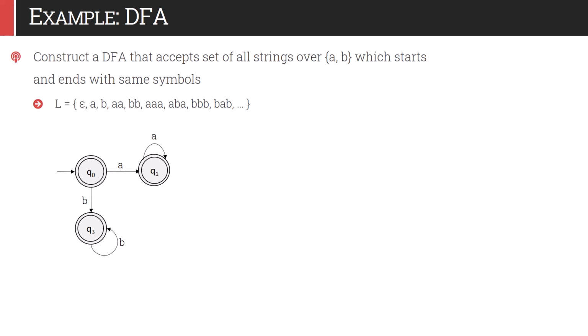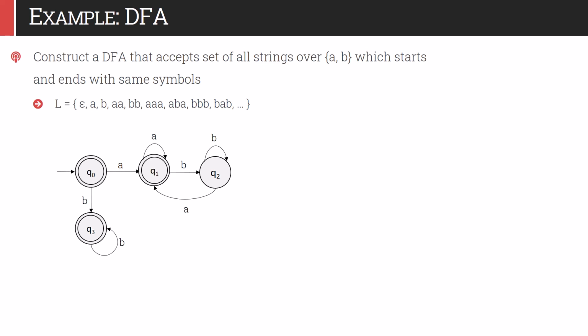So from Q1, if we read the first B, then it is not ending in A, because if we follow that path, from Q0 we are reading A. So the string is starting with A, then it must end with A as well. So when we read the B from Q1, it should go to the non-final state Q2. We can keep reading any number of B's and we will remain in non-final state Q2. To terminate, we must read A so that we come to the final state. So this will ensure that whatever strings we are producing, they definitely start with A and end with A.